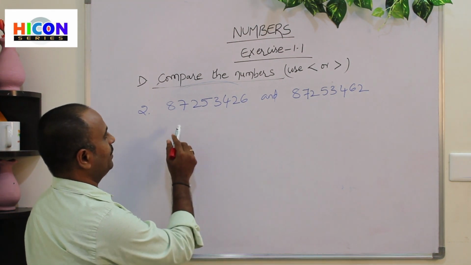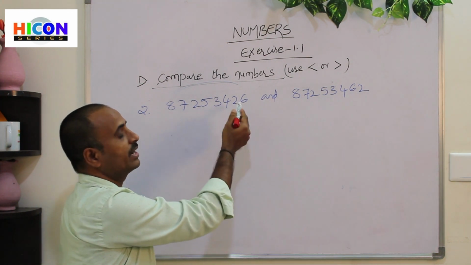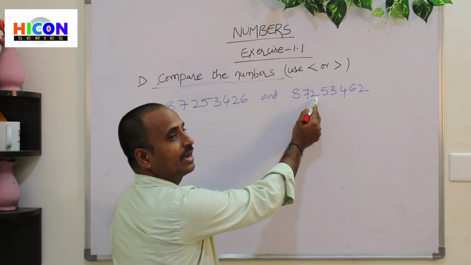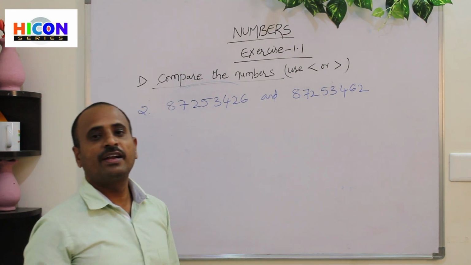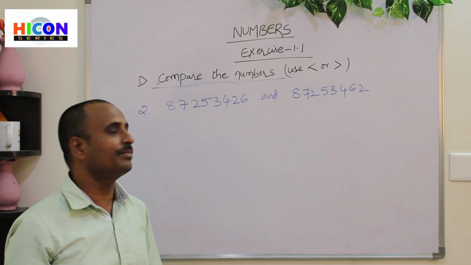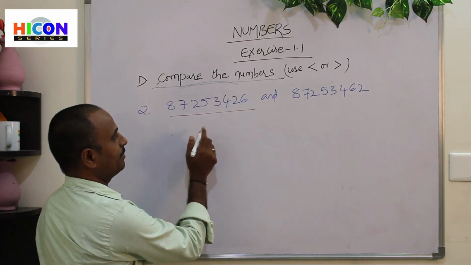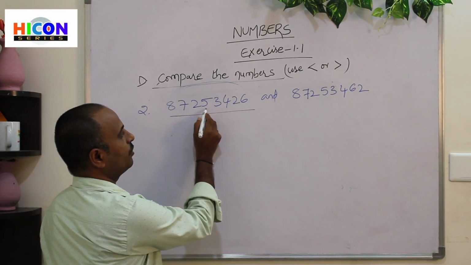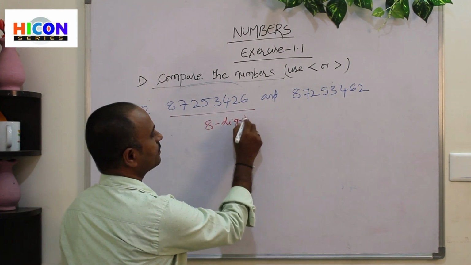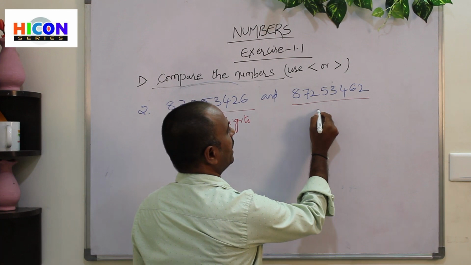So here see the first number, 8 crores 72 lakhs 53,426. And the second number is 8 crores 72 lakhs 53,462. So these are the two numbers given. First count the number of digits in each number. Here the first number has 1, 2, 3, 4, 5, 6, 7, 8. So the first number has 8 digits. And the second number has also 8 digits.